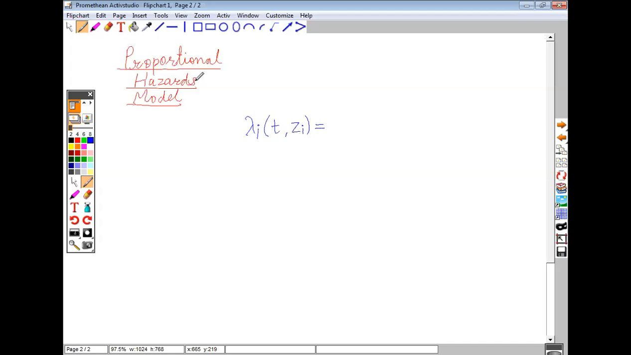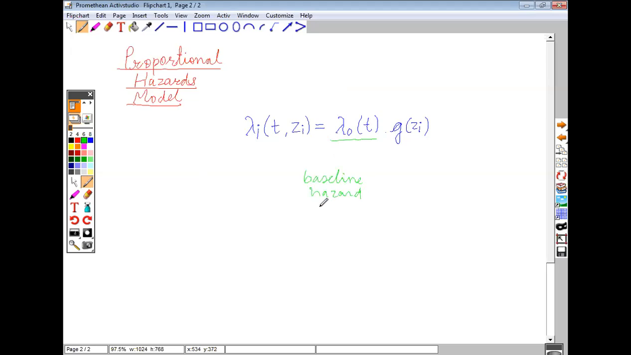So these are classified as lambda_0(t) times g of z_i. Whenever I'm talking about lambda_0(t), what I mean is that this is some baseline hazard function that depends only on the duration, only on the time factor. And this is another function which depends only on the covariates. So I've separated these two kinds of dependencies that I can have in a hazard function. In the first, I have what I call my baseline hazard function.